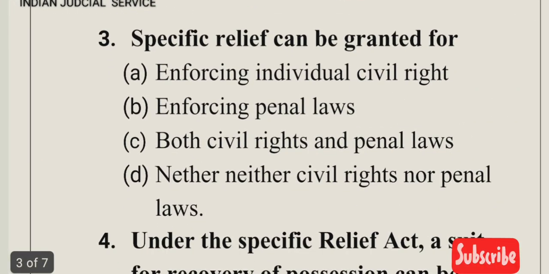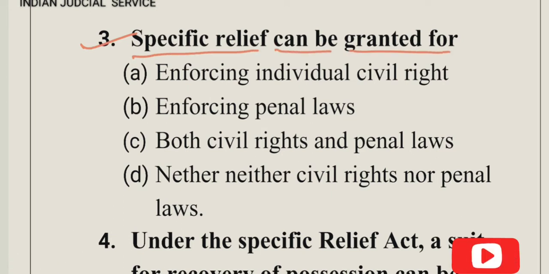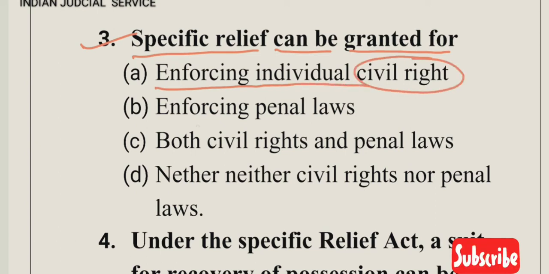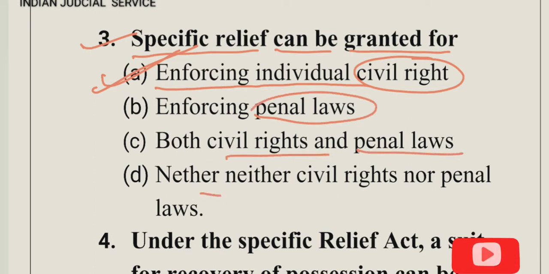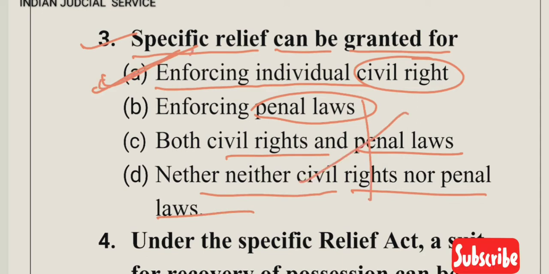Now question number 3, specific relief can be granted for enforcing individual civil right. So the answer here is option A, and the remaining options are enforcing penal law, both civil and penal law, neither civil nor penal law. So these options are absolutely wrong. The answer here is option C, enforcing individual civil right.